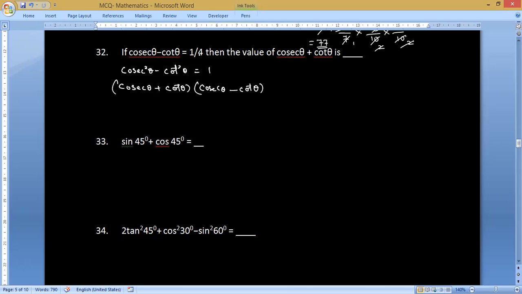In the question itself, it is given as 1 by 4. So in place of cosecant theta minus cot theta, I'll write 1 by 4. So cosecant theta plus cot theta into 1 by 4 is equal to 1. If I cross multiply by 4, I'll get cosecant theta plus cot theta is equal to 4.